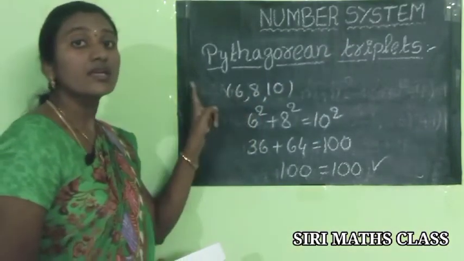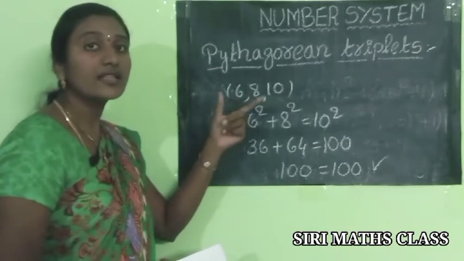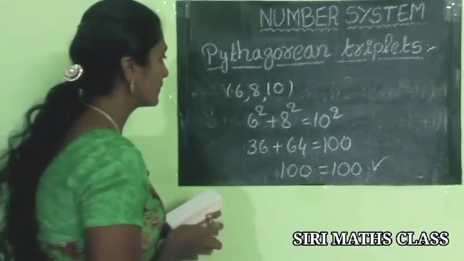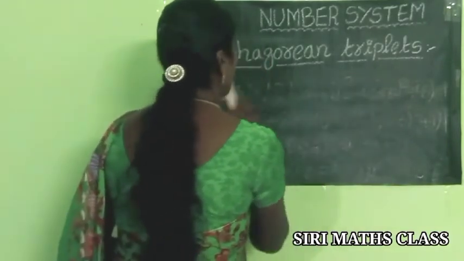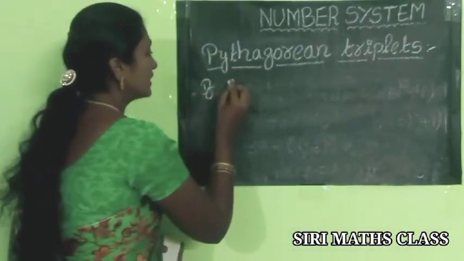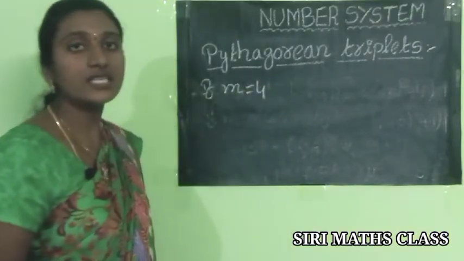When m value, we can take m equal to 3. What do we get as the Pythagorean triplet? 6, 8, 10. If m value we can take 4, what do we get as the answer?